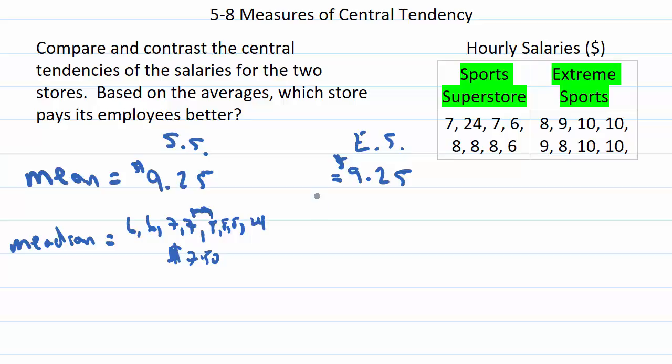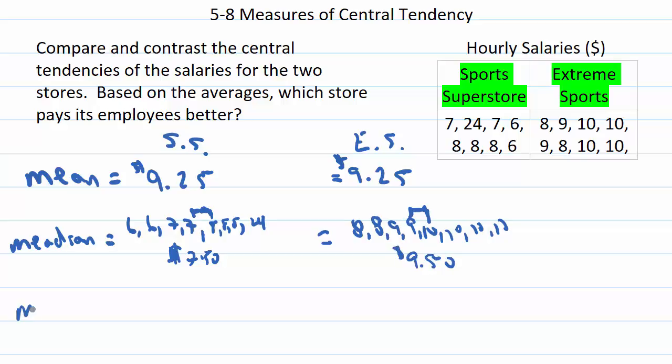The median for the Extreme Sports store, well, I will list them. I get 8, 8, 9, 9, 10, 10, 10, 10, and so 4 and 4. So the median lives in here. It's exactly halfway between 9 and 10, which is about 9.5, or in money, $9.50.